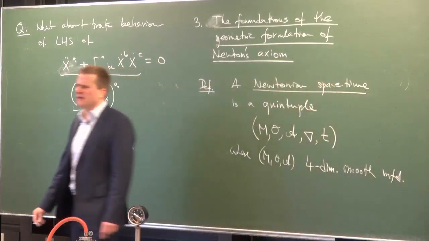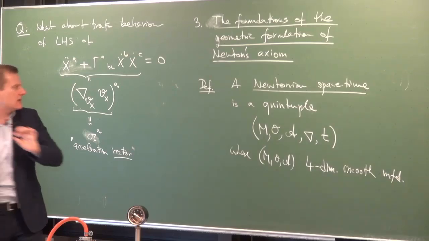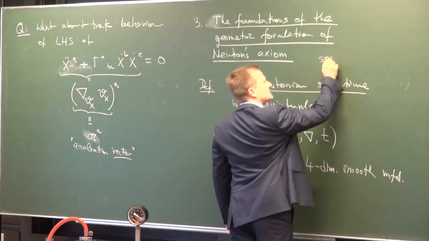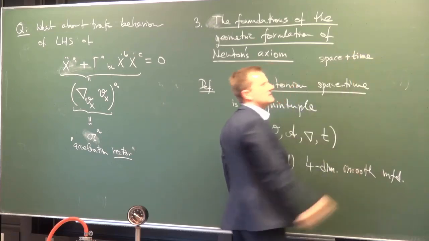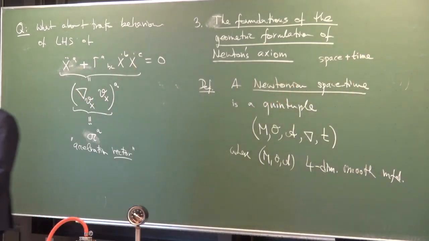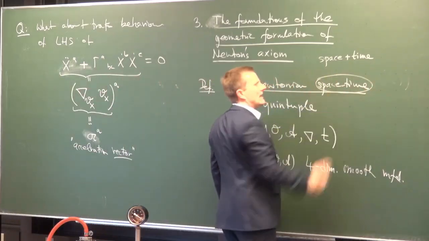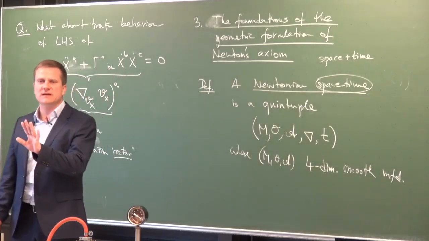A four-dimensional smooth manifold that has no direction. This is space and this is time. There's a danger in the word space-time. The danger in the word space-time is that you misspell it. You could misspell it like this, space plus time. This is not space-time. Space-time is one thing in which, at first, you cannot distinguish between space and time.